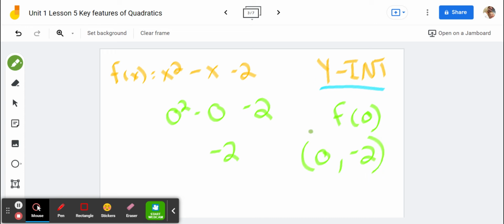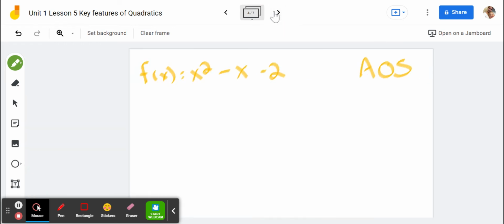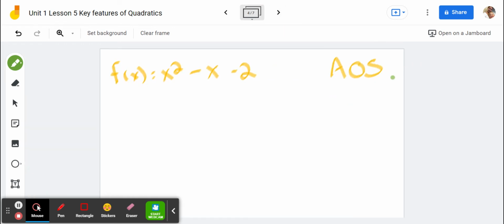So here's my y-intercept, (0, -2). All right, our next key feature, I call this AOS, but this is the axis of symmetry, okay? Axis of symmetry. Now, the axis of symmetry can be found using the formula -b divided by 2 times a. Okay? So here we are in my a, b, c. Okay, here's a, b, c. And what I'm going to do is substitute those numbers. So I have a -1.